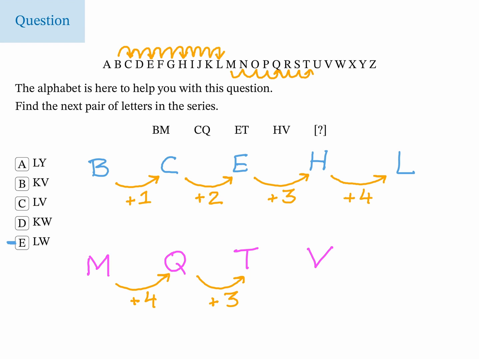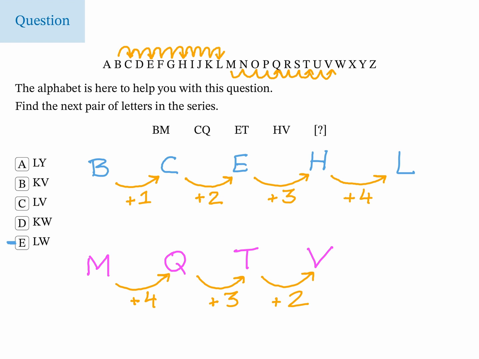I wonder if you can see the pattern that's emerging. So let's see how we get from T to V. We start at T, and again, we're going forward through the alphabet by 1, 2 letters this time. So we've gone forward by 2 letters. So in this particular pattern, we are moving forward through the alphabet, but decreasing the amount we move forward by 1 each time. So we've moved forward by 4, then by 3, and then by 2.